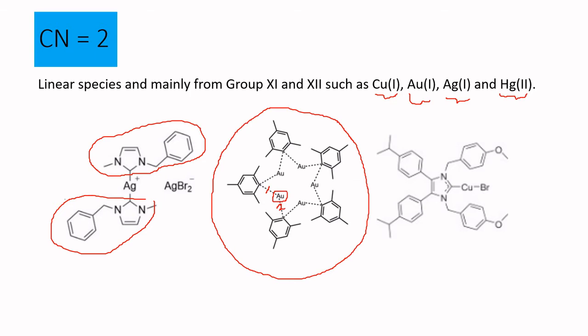Let's take a look at example number 3. If you look at this copper 1 here, this copper 1 is now attached to 2 ligands. This is the first ligand, quite a big ligand, and then another one is another ligand.